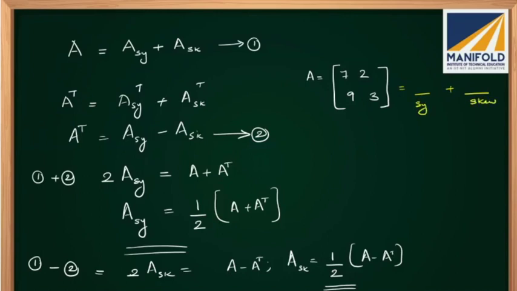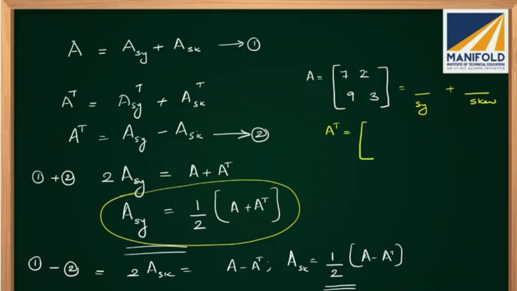This is my condition. Okay, for that I have learned this theory, and I know the symmetric part will be obtained using this particular relation. So I need to get half times of A plus A transpose. Now, what is A transpose? A transpose is just converting rows into columns. So I'll write 7, 2, 3, 9. That will be A transpose.